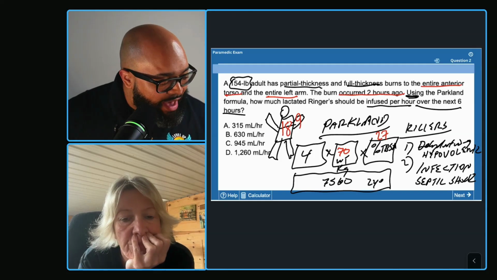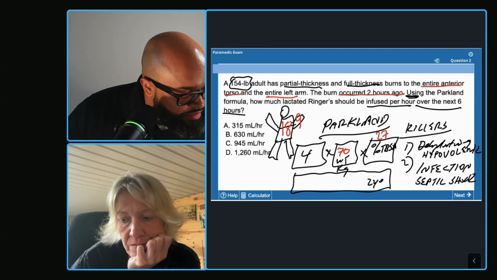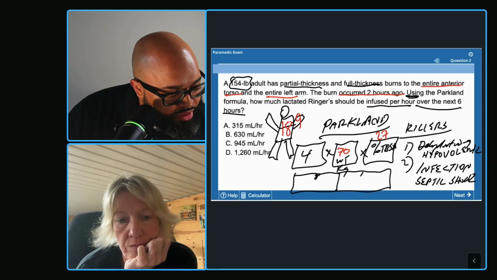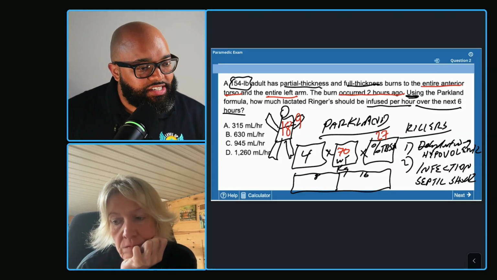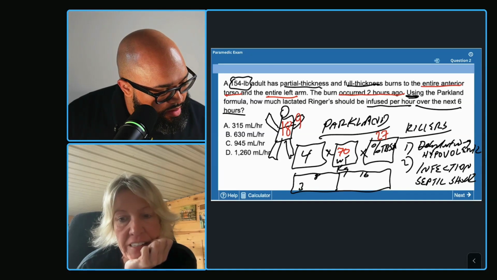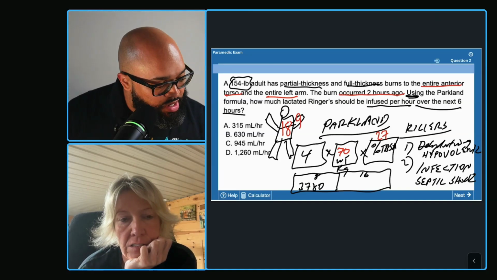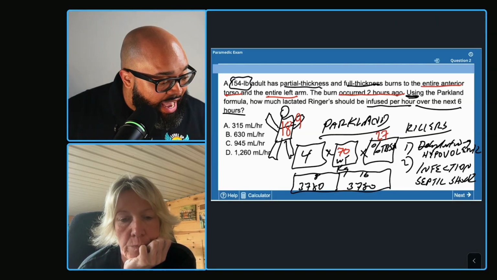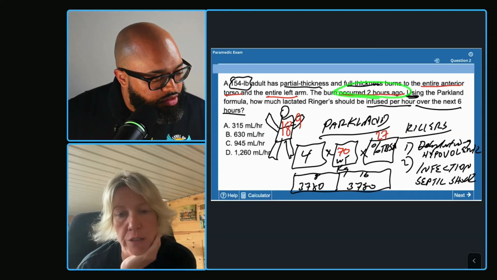Okay, but what we have to do is take that number and cut it in half. So if I take 7560 and cut it in half, we're going to give half of it in the first 8 hours, the other half over the next 16 hours. So what's half of 7560? 3780. So he gets 3780 for the first 8 hours and then another 3780 for the next 16 hours. In this case, this burn happened when? 2 hours ago.